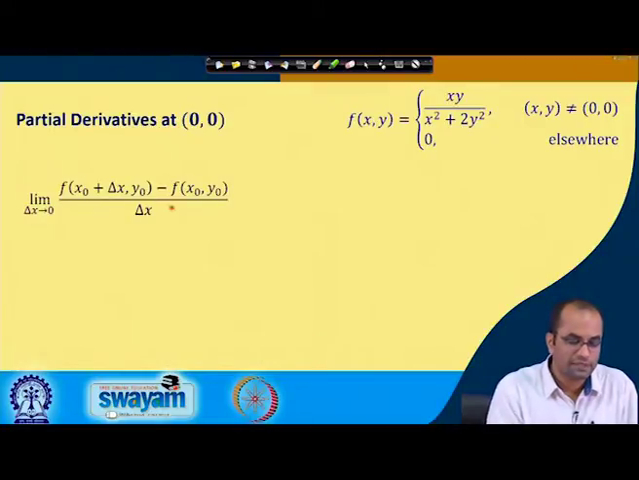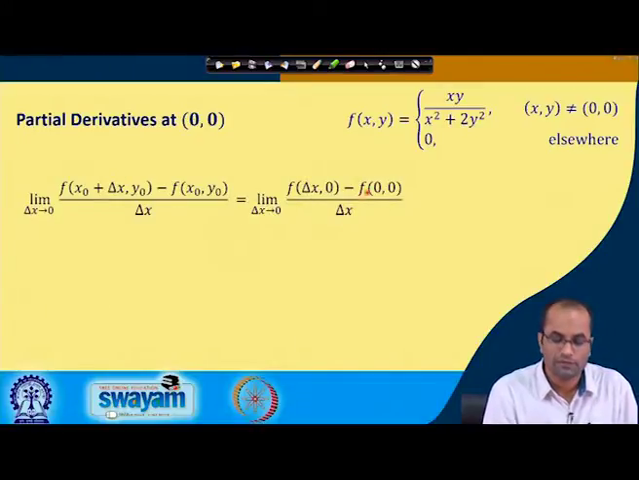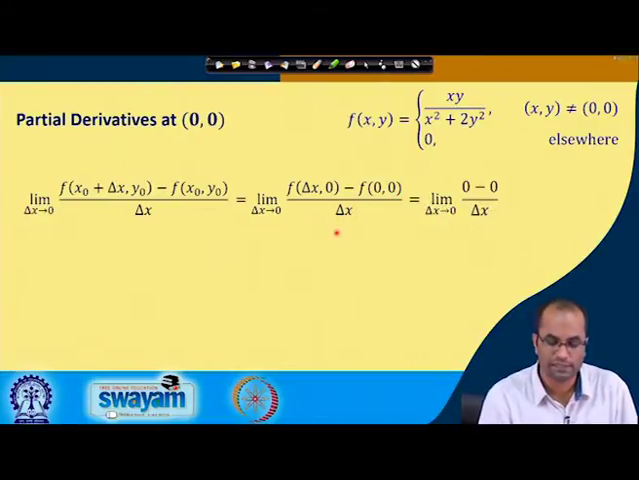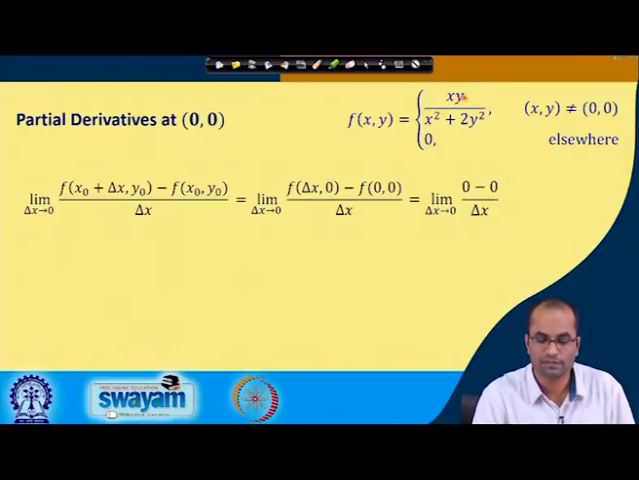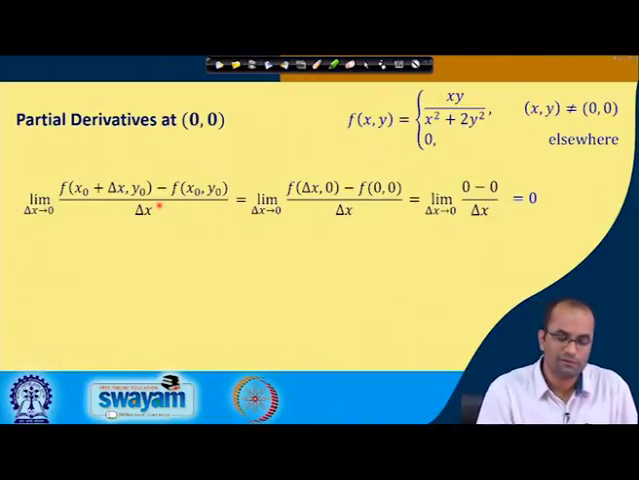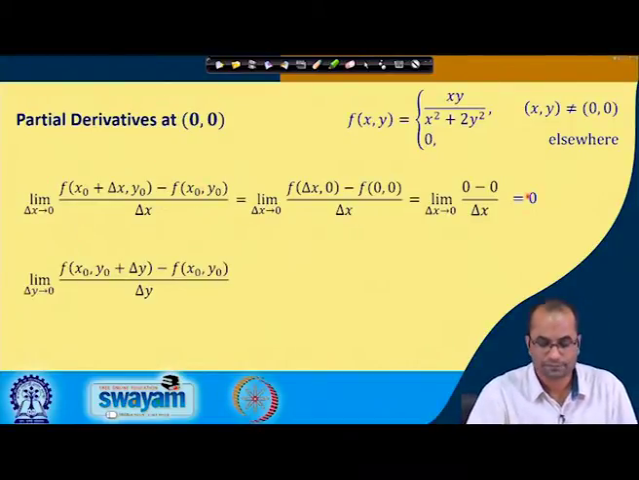So, the partial derivatives, again with the definition we have this fundamental definition, which at this (0,0) point becomes f(delta x, 0) minus f(0,0) over delta x. Now, f(delta x, 0): one argument is 0, the y is 0. So, this will become 0 because of this product. So, here it is 0 and then f(0,0) is also 0. So, 0 minus 0 over delta x, and this is 0 whatever delta x is. So, the value of this limit is 0. That means the partial derivative with respect to x is 0.